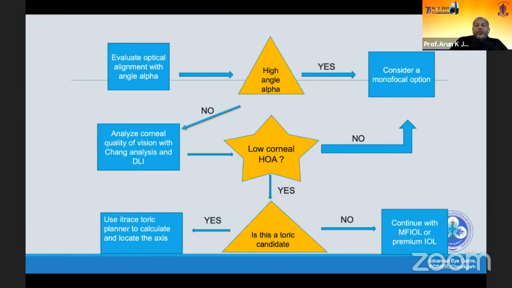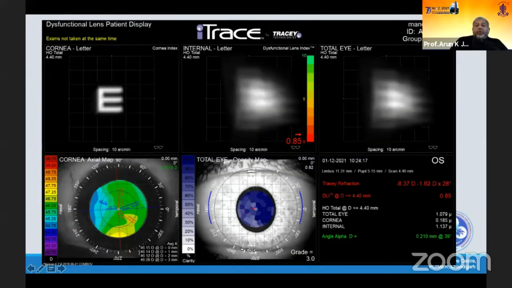Now coming to the example, this is the dysfunctional lens display of the patient. As you can see, the cornea is quite good, and the DLI index, we will come to that in the second part, is just 0.85. Most of the aberrations are internal, and he has a grade 3 opacity, and angle alpha is good.